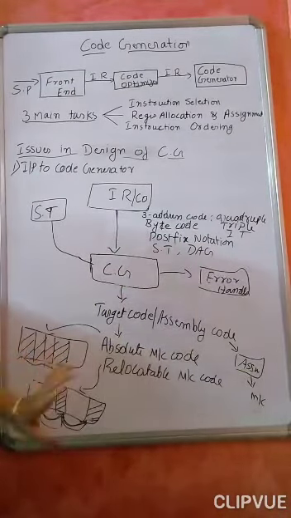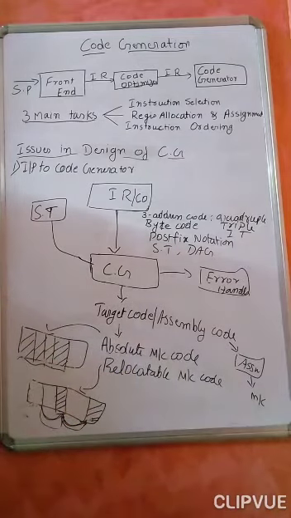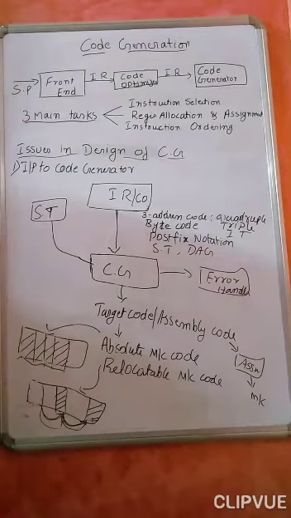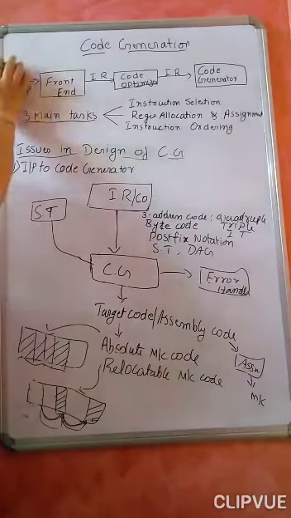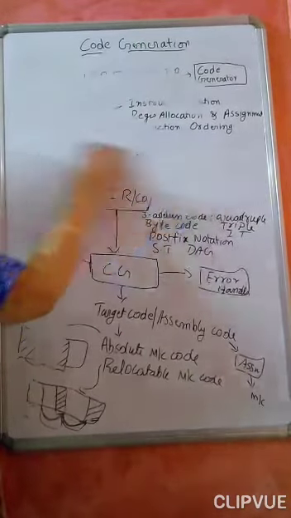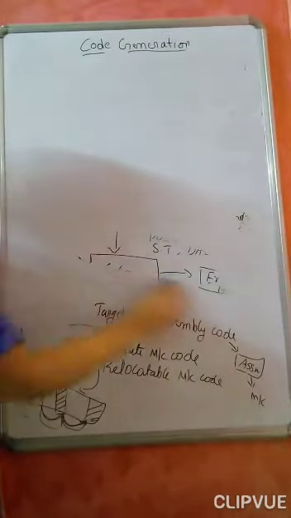So the output can be either absolute machine code or relocatable machine code, or it can be an assembly code. If it is an assembly code, then again it has to be given to the assembler, so that the assembler will convert that into the final machine code. Anyhow, you are studying this in the first module and the second module. So that is the first issue, what will be involved in the design of your code generator.